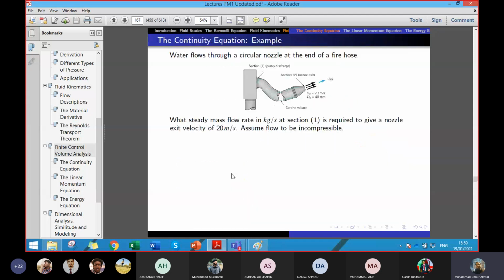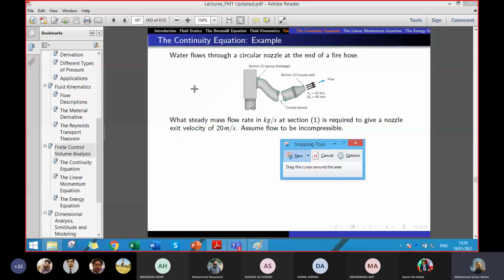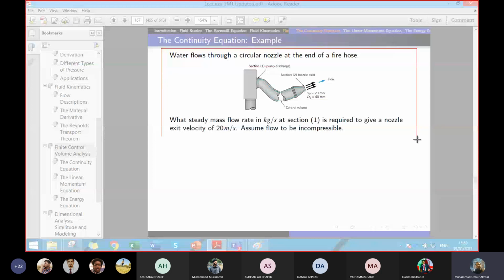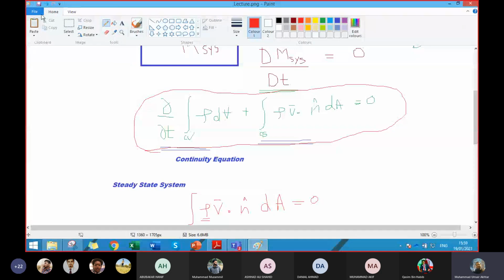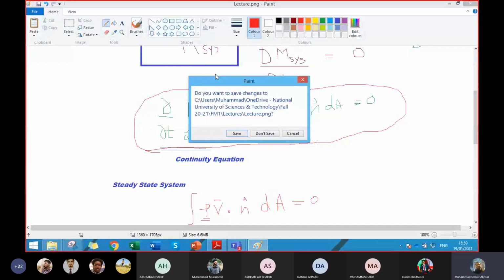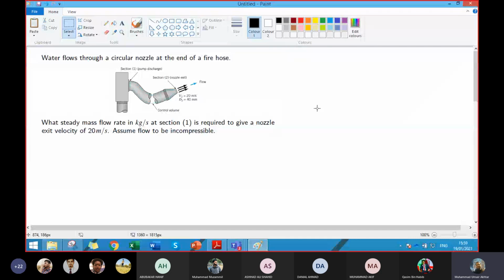So we solve some problems to have a better understanding of the continuity equation and to apply it to different problem situations, to see how we can get different information by applying the same continuity equation. In the first problem, you are seeing a water hydrant that is connected to a nozzle for a fire hose. The problem requires you to calculate the flow rate at point one, that is at the inlet, if you require a velocity of 20 meters per second at location two, the outlet of the nozzle. So can we do that? Can we get the mass flow rate if we know the velocity at the outlet?